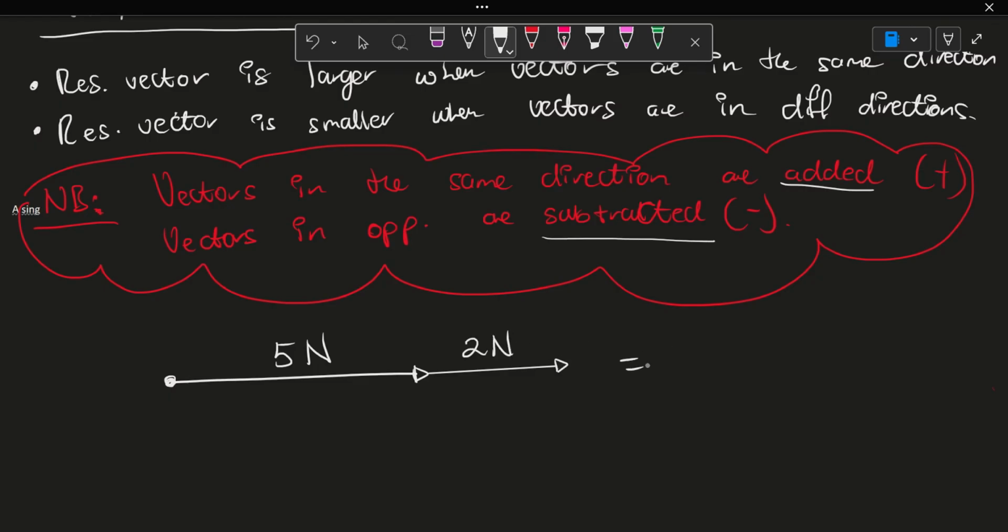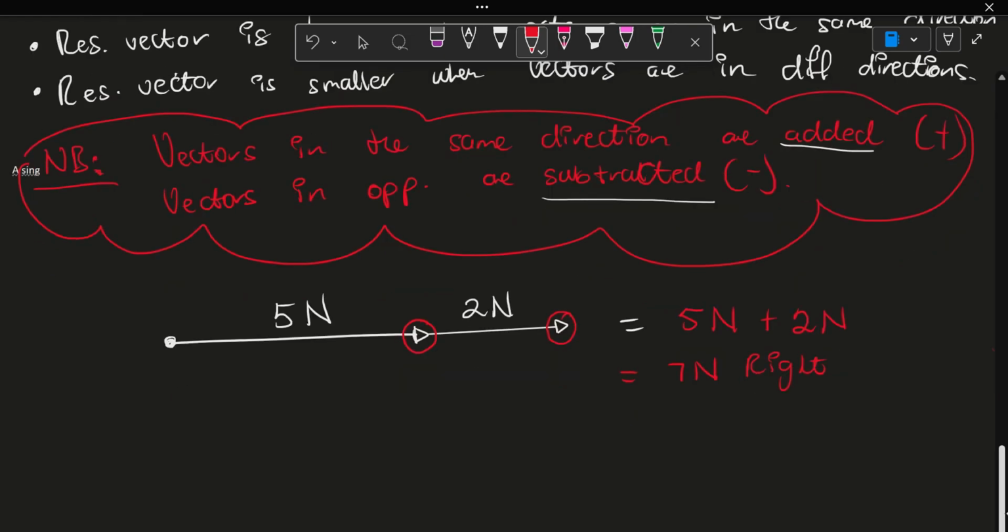If I had to determine my resultant vector, remember they are in the same direction. Look at the head, to the right, to the right. Therefore, I then know that I need to add those two vectors. So that's 5 newtons plus 2 newtons, and that gives me 7 newtons. So what is the direction? 7 newtons to the right.